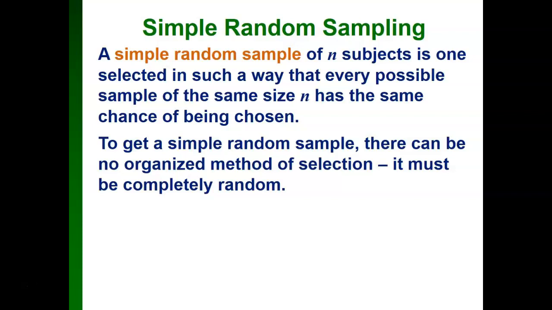One of the easiest ways to think about this is that to get a simple random sample, there can't be any organized method of selection. It has to be completely random. So none of the other methods that we've talked about will give you a simple random sample.